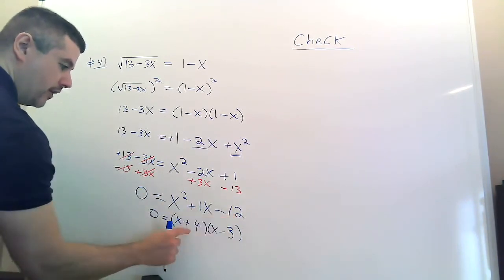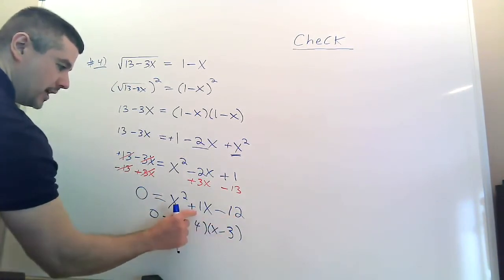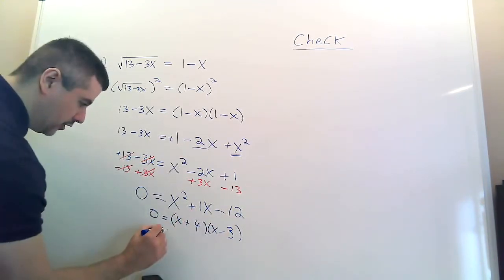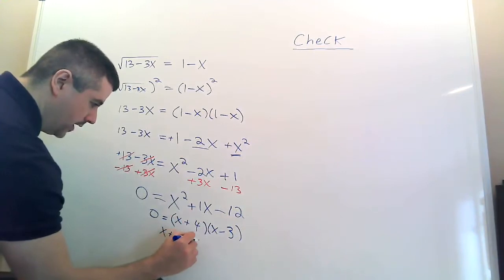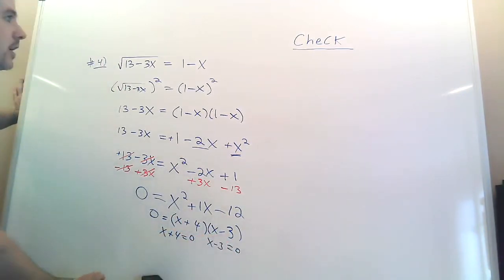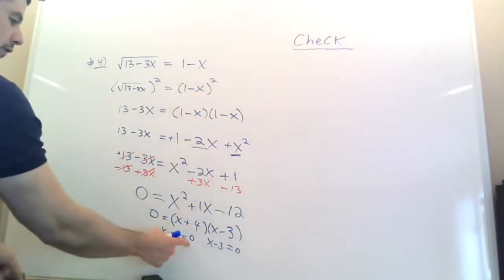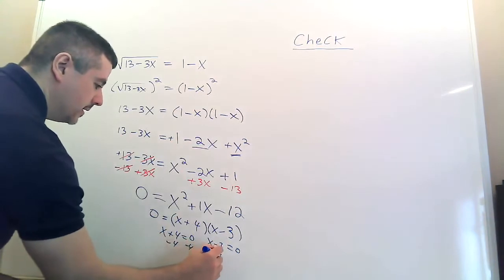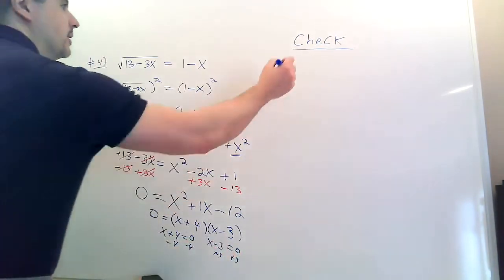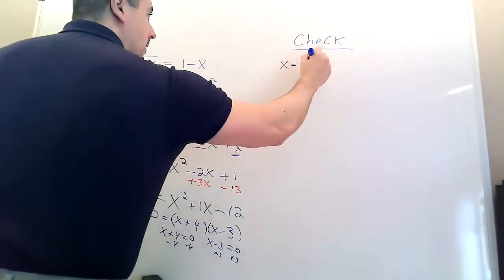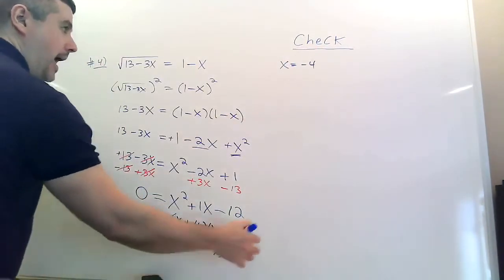4 times 3 is 12. Positive 4 minus 3 is a positive 1. So then again, if the product of two things is 0, one of them must be 0. And I'm running out of room at the bottom there, so I'm just going to put it up here, right? Subtract 4, add 3. If you want to see it, people yell at me, you skip steps. So I get x equal negative 4 and x equal positive 3.